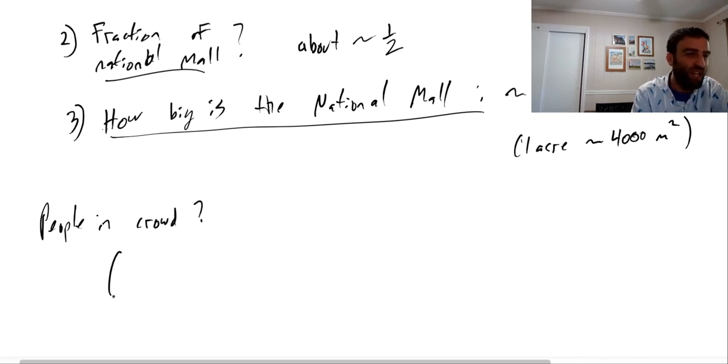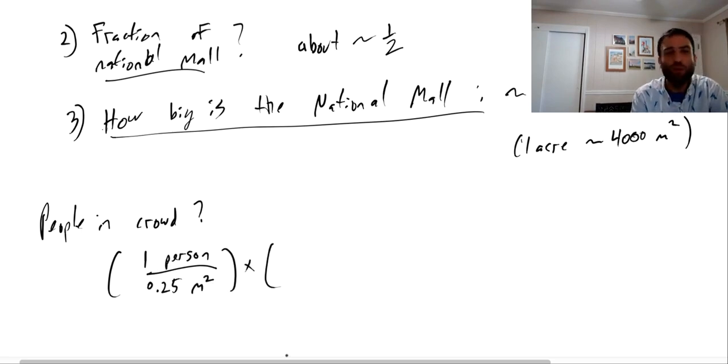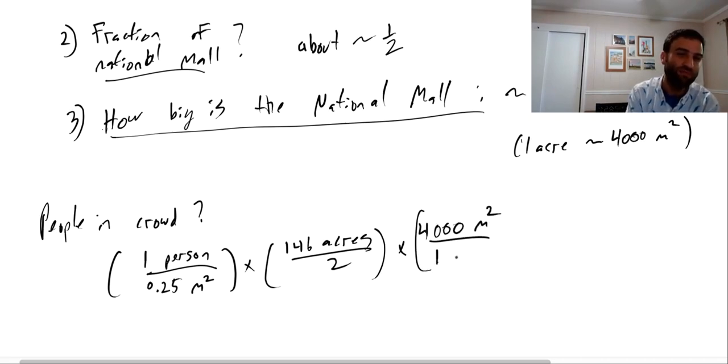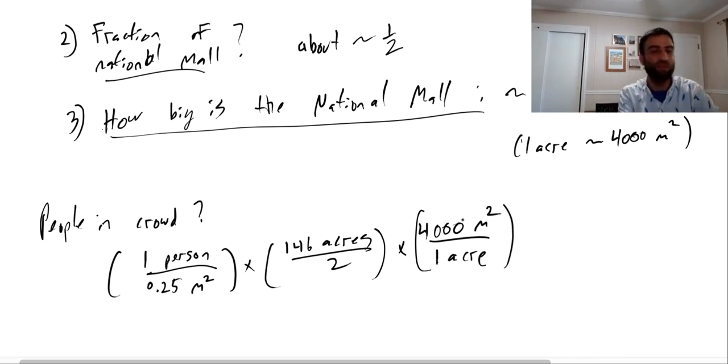I've got, on the one hand, an estimate that says I have about 1 person for every quarter of a square meter. So I'll write that as 0.25 meters squared. I say how much of the surface area of the National Mall is covered in people, and I said it was about a half. So I'll say that's 146 acres divided by 2, right? And I want to get units to agree. Here I've got meters squared, here I've got acres. So I'll multiply this by about 4,000 meters squared per acre. Again, just using our trick of multiplying by 1, but writing 1 in some clever way.